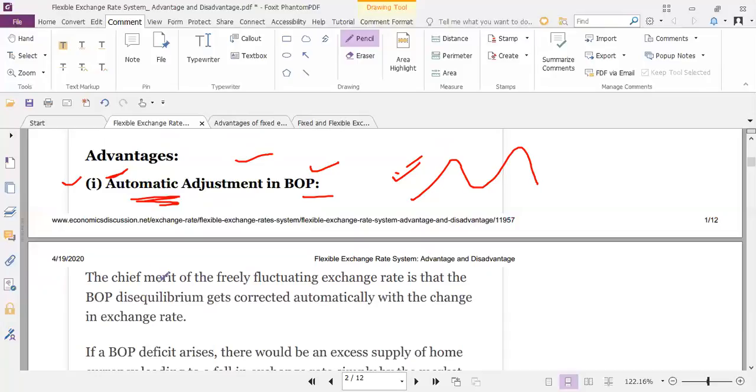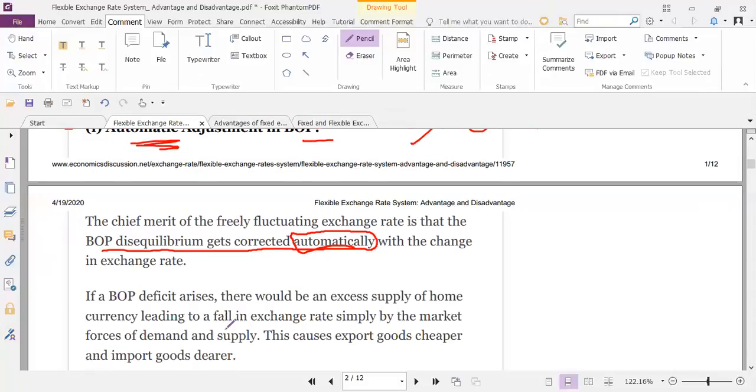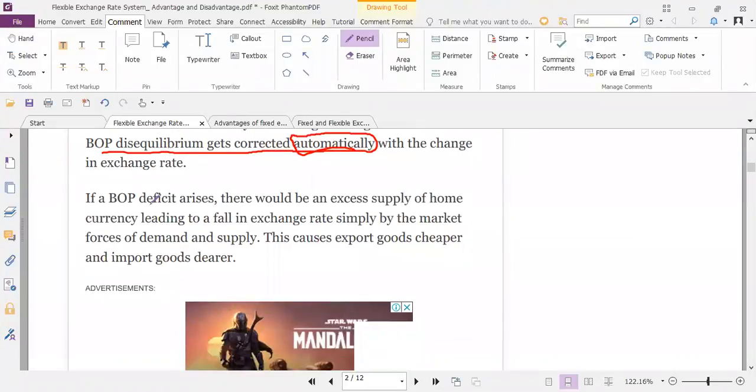Under this point, the chief merit of a freely fluctuating exchange rate is that the balance of payment disequilibrium gets corrected automatically with the change in exchange rate. So this is a point you should note: automatically, with a change in exchange rate. If a balance of payment deficit arises, there would be an excess supply of home currency, leading to a fall in exchange rate simply by the market forces of demand and supply.